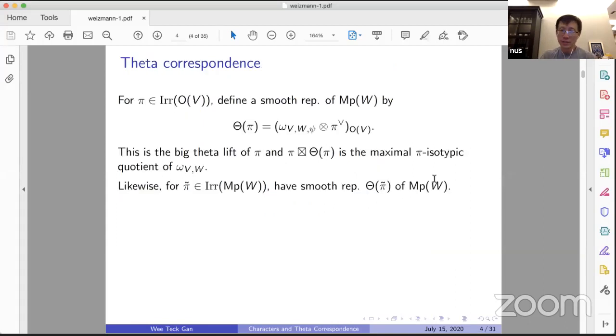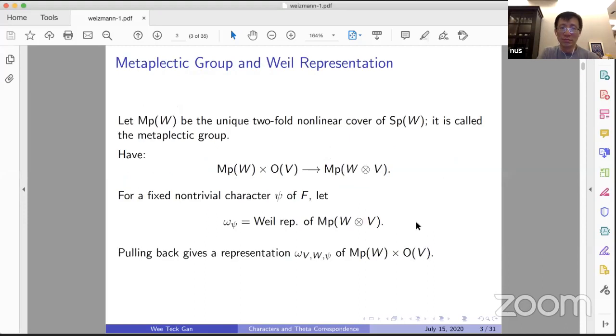Under this setup, the point of the theta correspondence is to understand this representation omega of Mp(W) cross O(V). Before you restrict to this product, this representation is almost irreducible; it is a sum of two irreducible summands. But once you restrict to this smaller group, it will break up into many pieces, so to speak, and we would like to understand that decomposition.